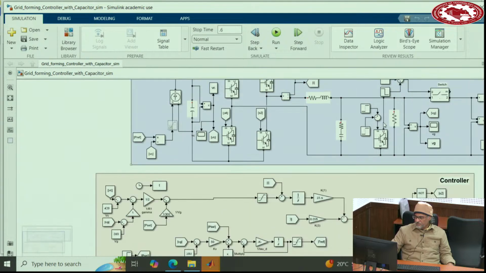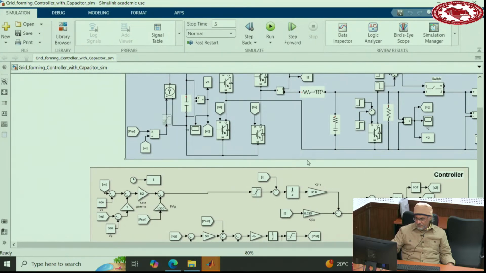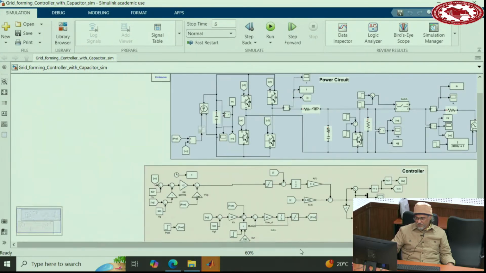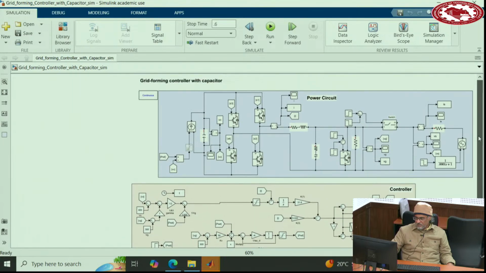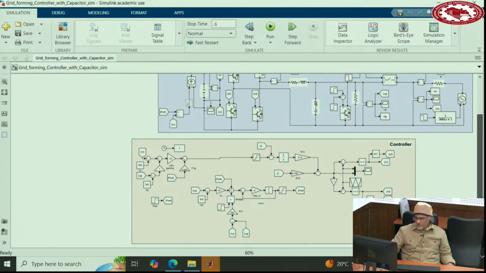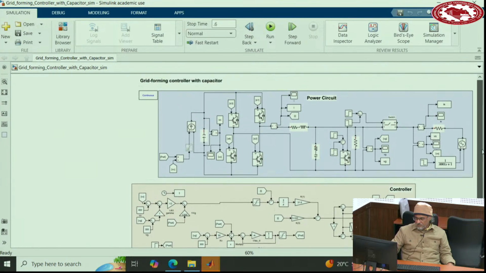When it is operating in islanded mode, it is forming the voltage. Yes. When it comes in the grid connected mode, is it operating as a voltage source or is it operating as a current source? The converter.